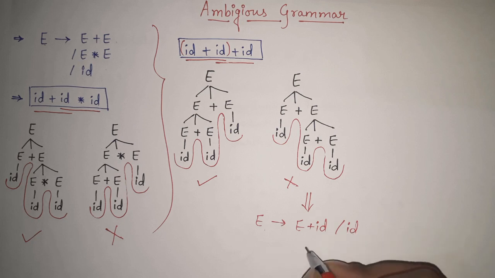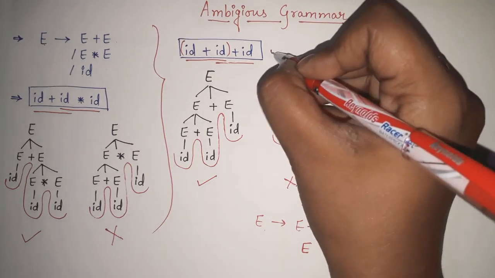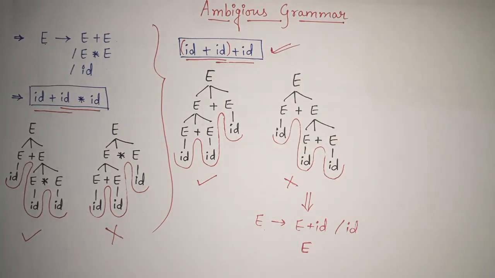So in this case, if I want to generate the same string ID plus ID plus ID, how can I generate it? I have E gives E plus ID. Now I can't grow this side. Again I have E gives E plus ID. Now at last I have E gives ID.